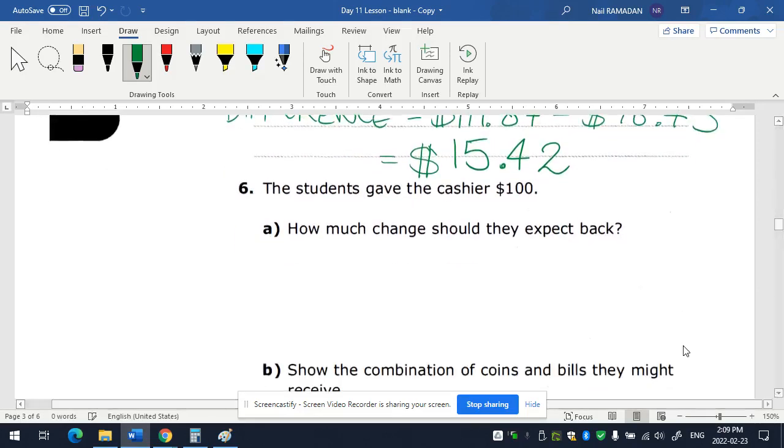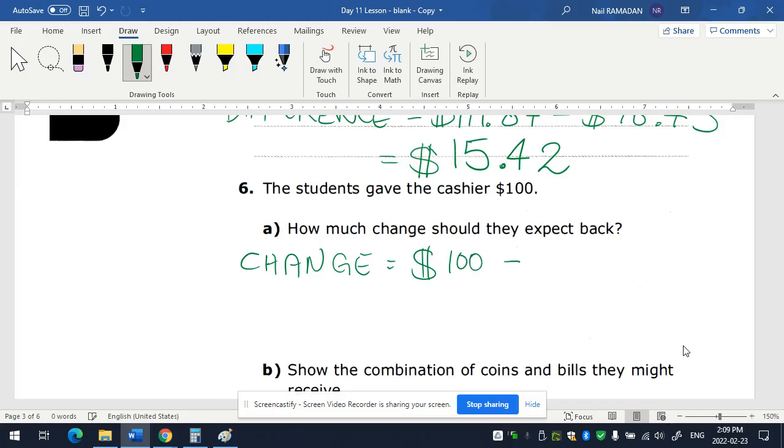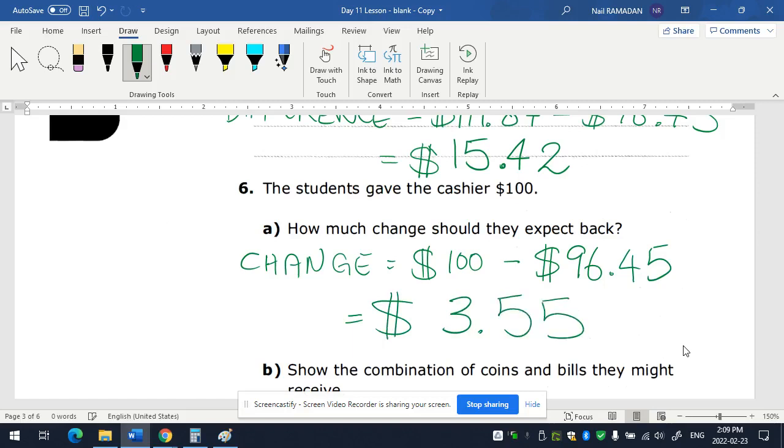Well, we subtract. So change equals $100. Subtract away the 96.45. I know this without a calculator. It's $3.55. So they should get $3.55 in change.